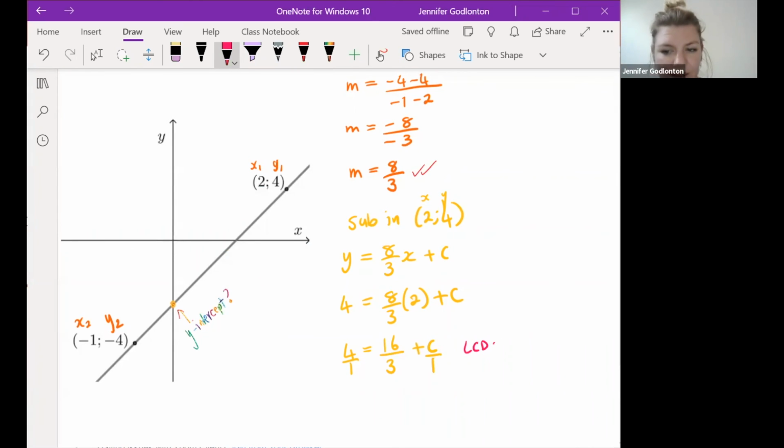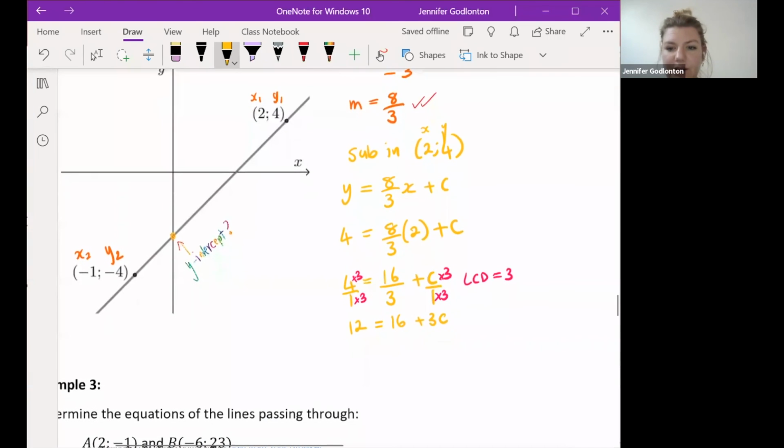Good. I want to find an LCD, and I'm going to make my LCD 3. So I'm going to multiply that by 3, and I'm going to multiply that by 3. And when we have an LCD in a fraction equation, we're allowed to drop it. So 4 times 3 is 12. Then we're going to have our 16 plus 3c.